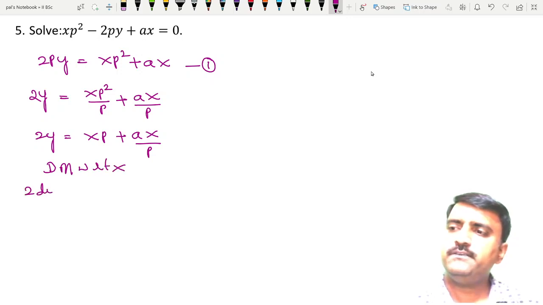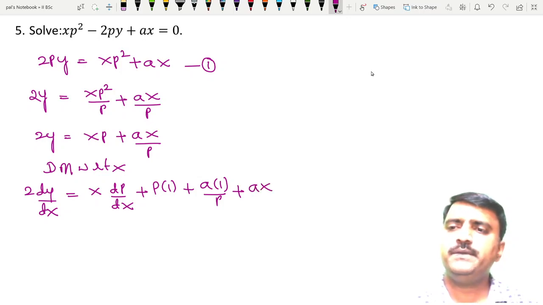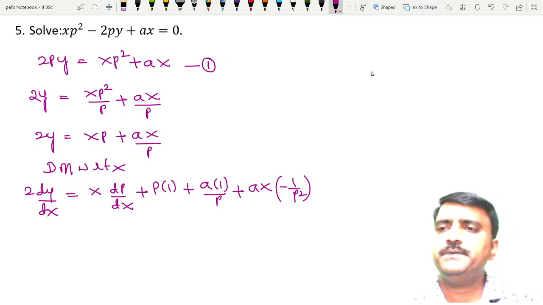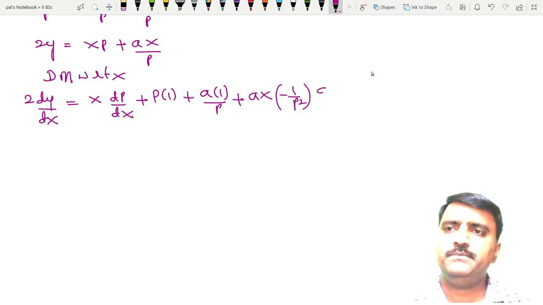Differentiation of y with respect to x is dy by dx. dy by dx is equal to x into differentiation of p with respect to x, which is dp by dx, plus p as it is, differentiation of x is 1, plus similarly a into differentiation of x is 1 by p, plus in the next step you write ax as it is, differentiation of 1 by p is minus 1 by p square into dp by dx.